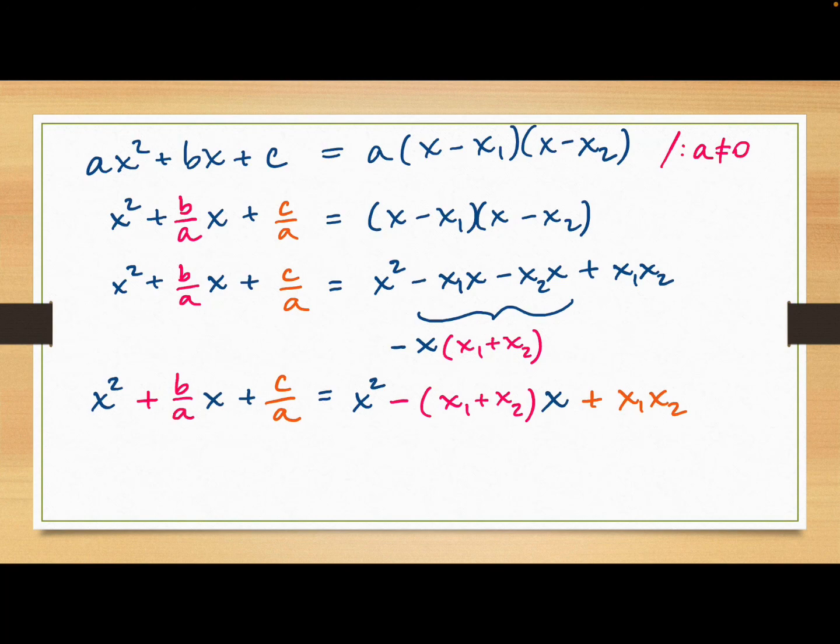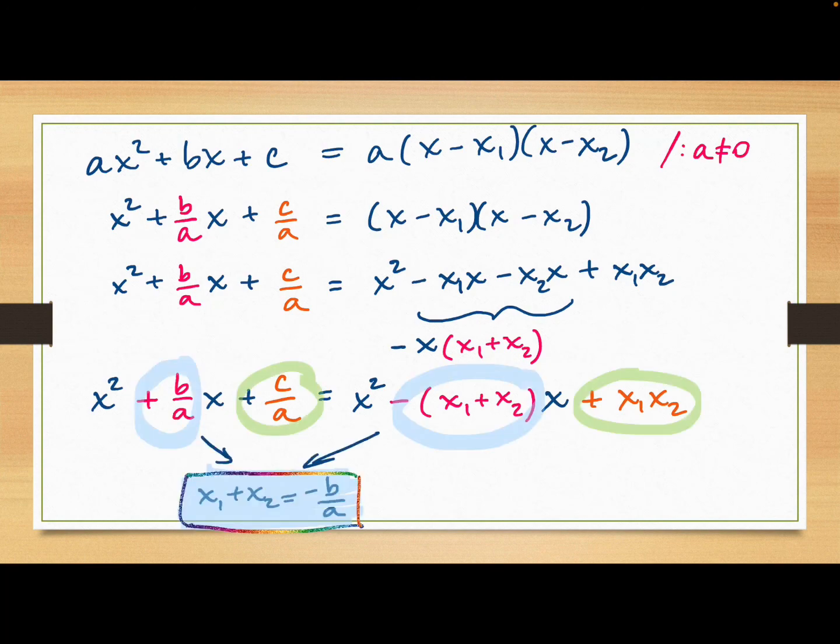So written in this form, we can compare the coefficients of the quadratic, the linear, and the constant terms. Now, because the two sides are equal, we can say that b over a has to be the same as minus (x1 plus x2), while c over a has to be the same as x1 times x2. And here you can see that these are the two Viète formulae. So this is the other way to get them.